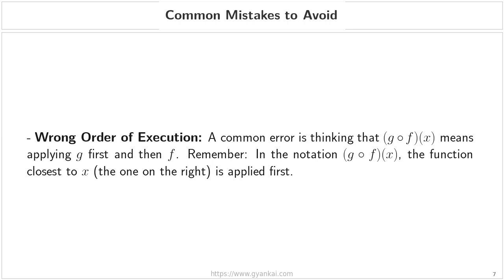First, let's discuss the order of execution. A very common error is assuming that g circle f of x means you apply function g first and then function f. Please remember, in the notation g circle f of x, the function closest to the variable x, which is the one on the right, is always the one applied first. Think back to our factory analogy. The first machine must finish its job before the second one can begin.